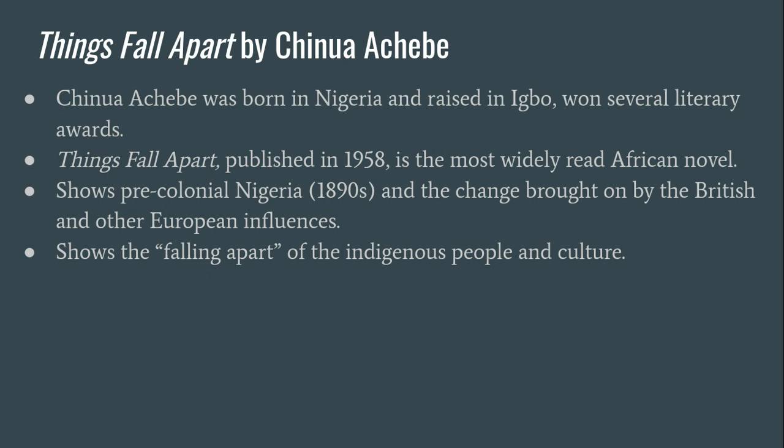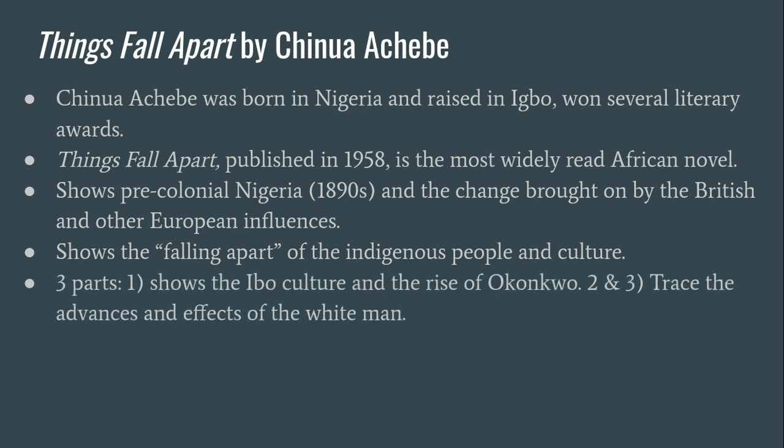The novel itself is divided into several different parts. The first part, which we're going to take a big look at, is about Okonkwo, our main character, and the culture within the tribe, the Igbo culture. The second and third parts of the novel trace the advances and the effects brought on by the British and the European influences, those effects of the white man.